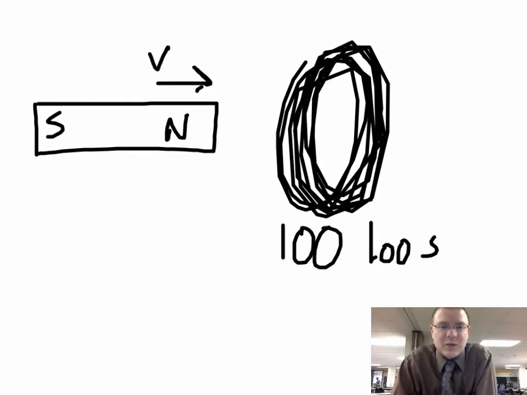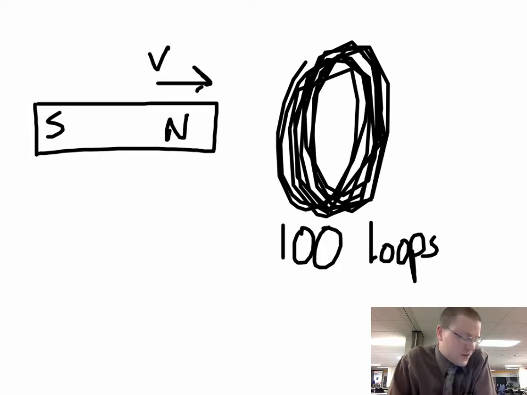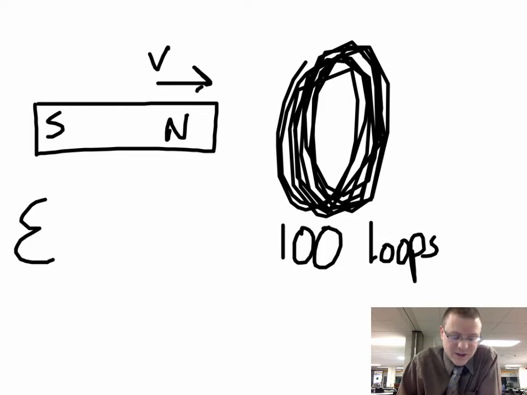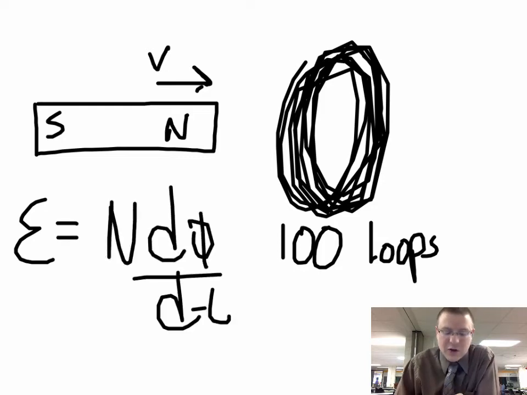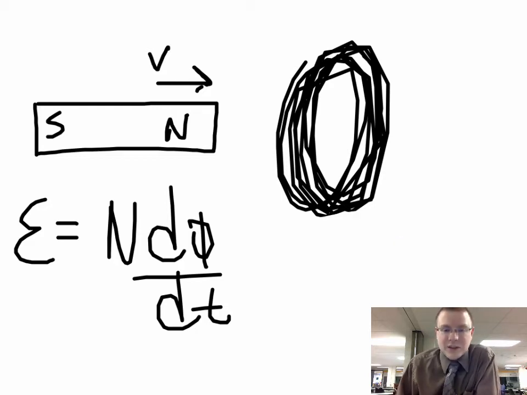So let's say we've got this example. We've got a magnet, and that magnet is moving towards a coil. The coil has 100 loops or turns in the solenoid. So the question is, what is the induced EMF inside that setup? Faraday's law says that the induced EMF is N dΦ/dt. So we already know one thing: we know the number of turns is 100 loops. Let's talk about the changing flux.